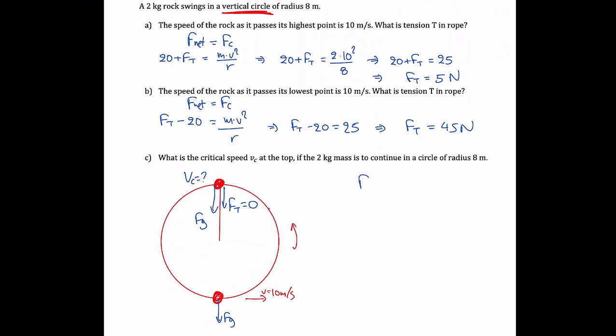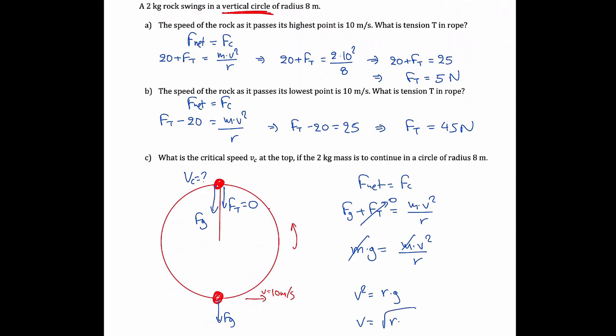So we can say that the F net again is equal to F centripetal. The F net is force of gravity plus tension, and it is equal to mv squared over r. The tension is just above 0, so we can consider it almost 0. So mass times g is equal to mv squared over r. The mass cancels, so v squared is r times g, so v is equal to the root of rg. Root of 8 times 10 is just a little bit less than 9, so if we calculate, it will be 8.9 meters per second.